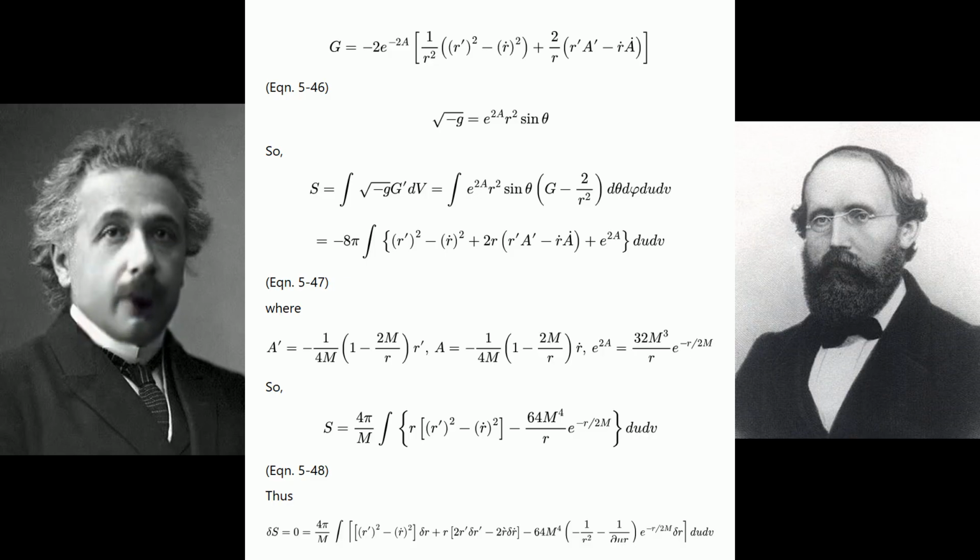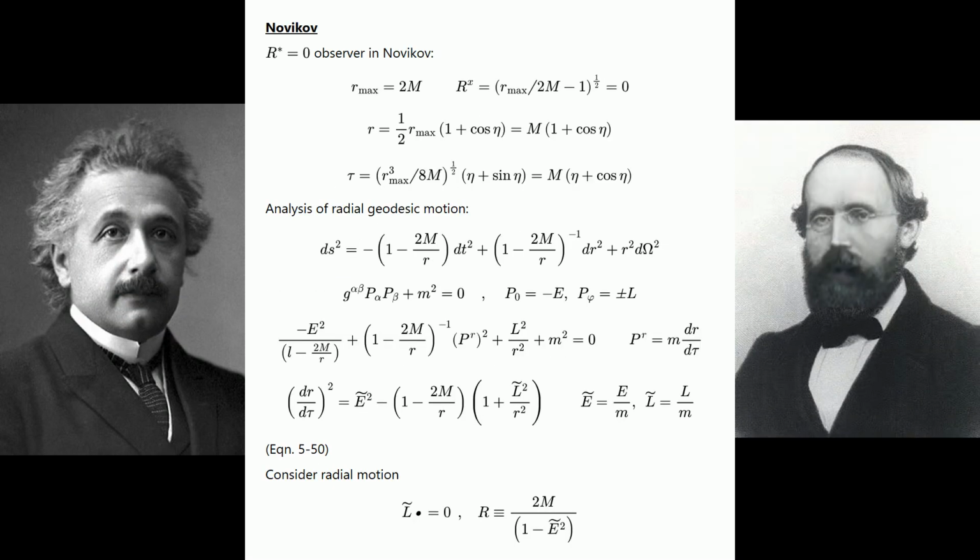So, see the equation shown. See equation 5-47. Where? See the next equation. So, see equation 5-48. Thus, see the equations. Thus, see equation 5-49. Novikov. R* equals 0 observer in Novikov. See the equations. Analysis of radial geodesic motion. See the group of equations shown.